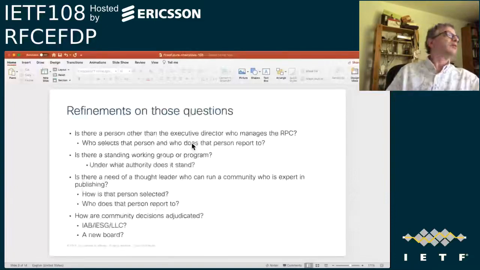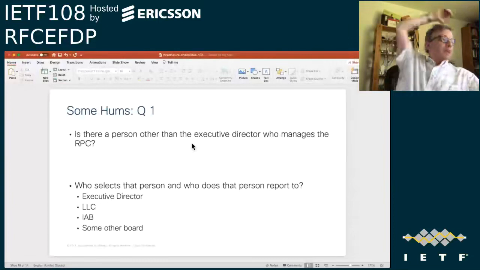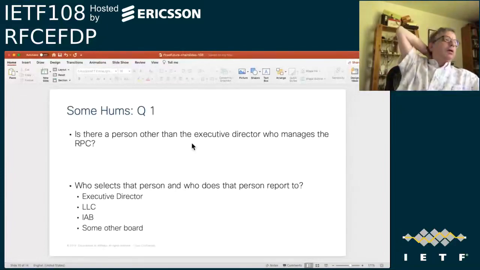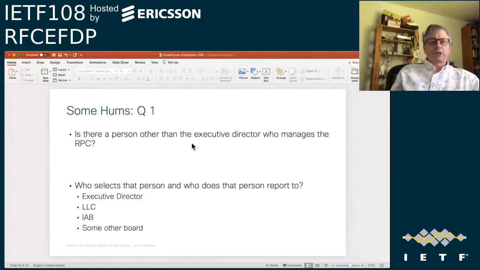So our first question: we had some dialogue here on how the RPC itself would be structured, and who actually is going to manage the RPC in the future. Today it pretty much runs through the ED, and then up to the LLC. And so there was some discussion of having somebody who separately manages the RPC. Joel, can you talk or no?